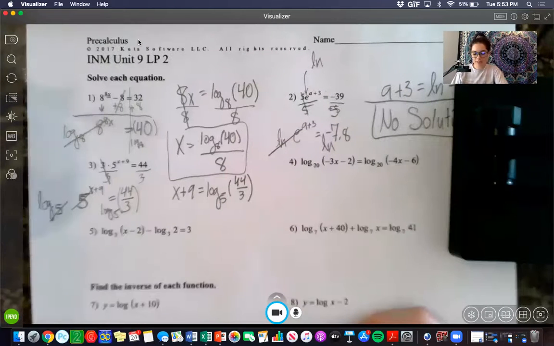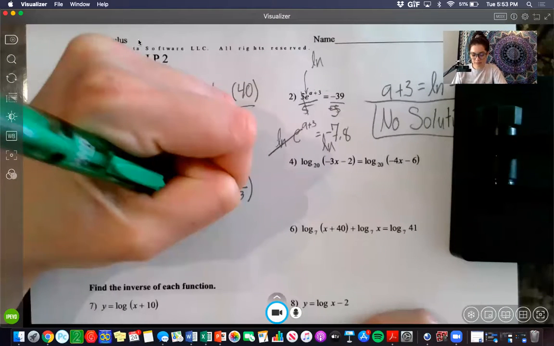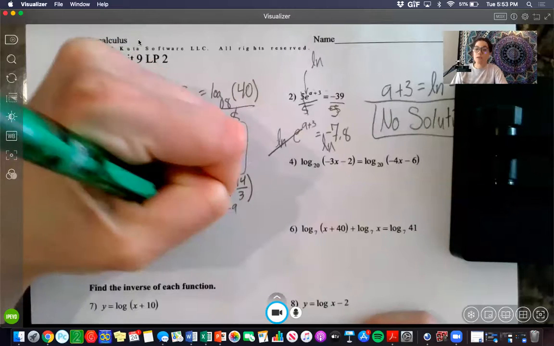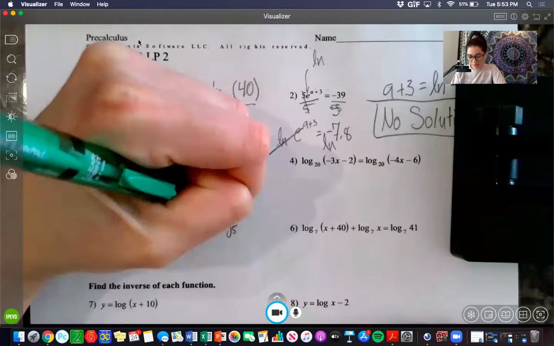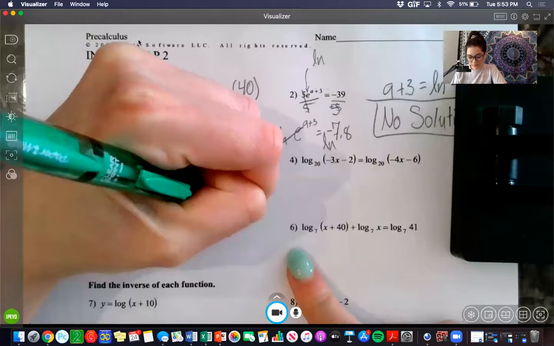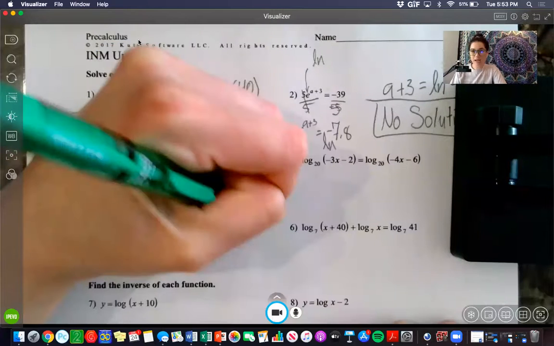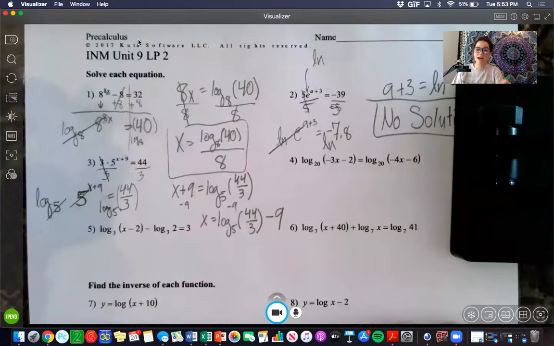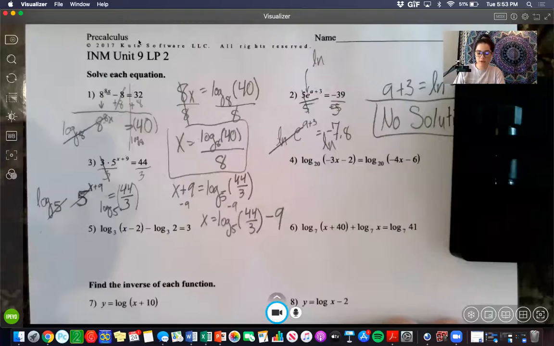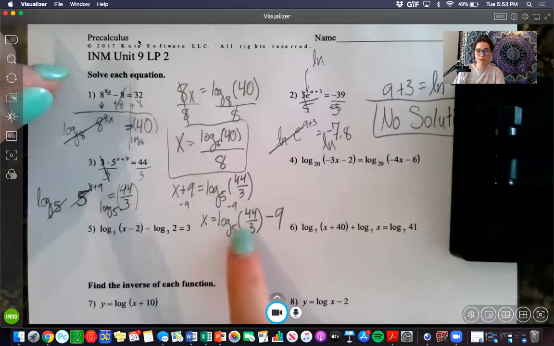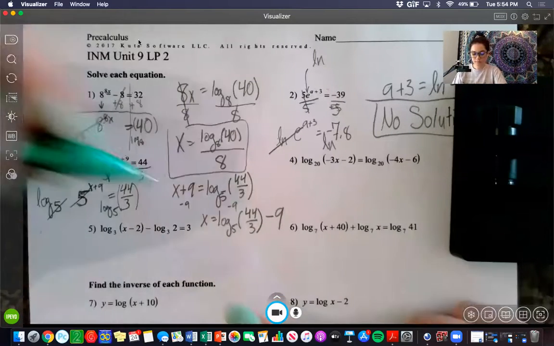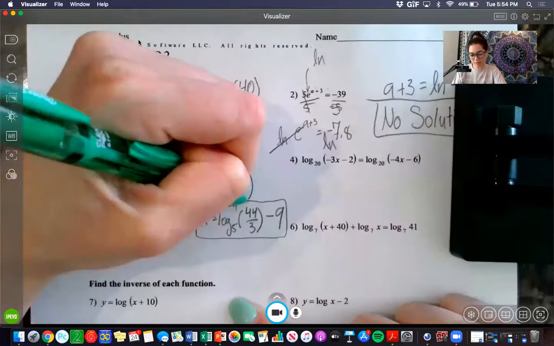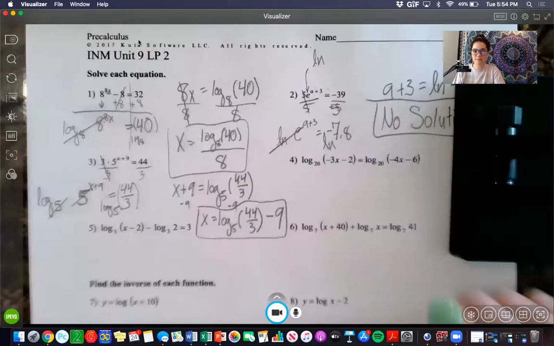Last step to get x by itself is that we're going to subtract 9. And again, here's why we use our parentheses. Log base 5 of (44 over 3), then we're subtracting 9. Remember, our order matters. I am not taking the log base 5 of 44 over 3 minus 9. That minus 9 is separate from our log. So use parentheses to make sure you keep it nice and clean and neat.